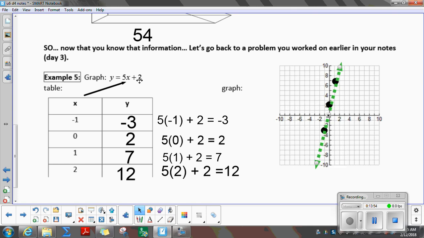So this equation tells me a lot about my graph. Once you guys get more comfortable with it, especially in algebra, you won't even make tables anymore to graph it. You'll just go ahead, oh, I got my y-intercept, I have my slope, I have enough to graph. Okay?